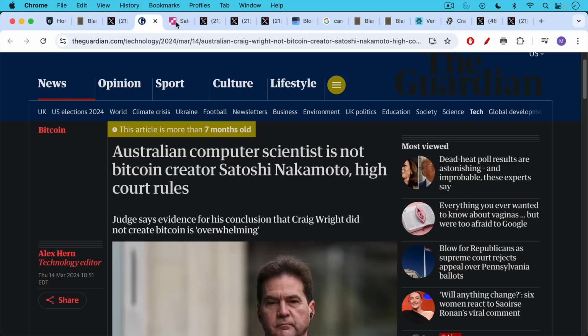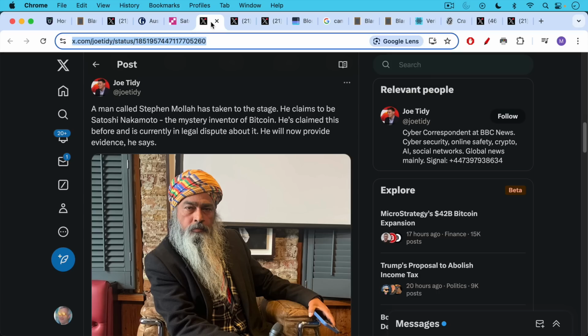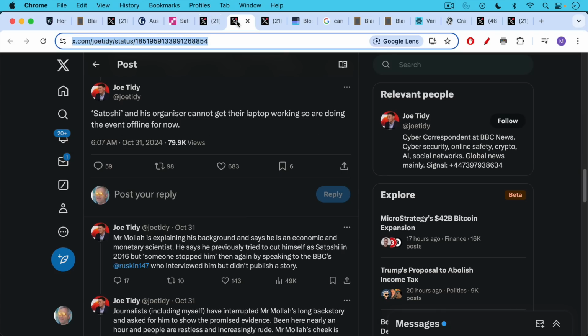But it turns out that we end up with these fake Toshis or fake Satoshis. Seems like every couple months, or at least every couple years. We had something similar happen just a few days ago on Halloween, on October 31st, when this guy came along, a guy named, I guess, Stephen Mollah, and claimed to be Satoshi Nakamoto. Of course, he had a few problems with his tech setup. He couldn't get his laptop working, so they're doing the event offline.